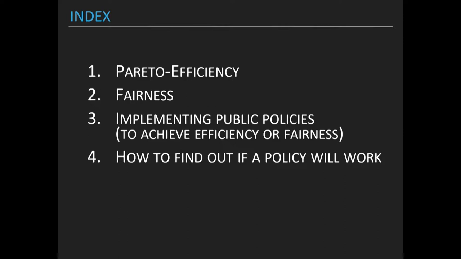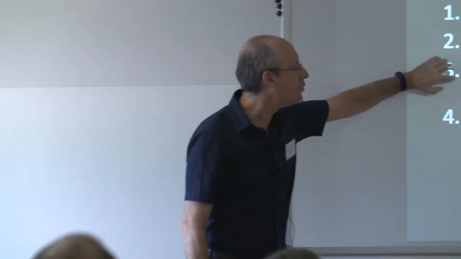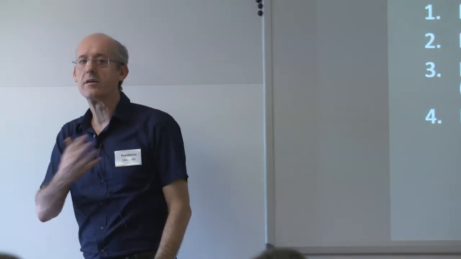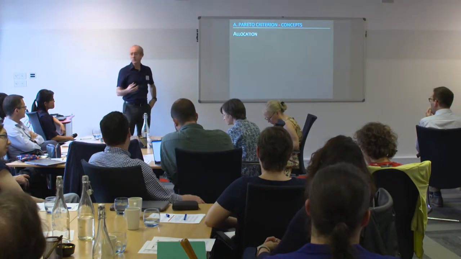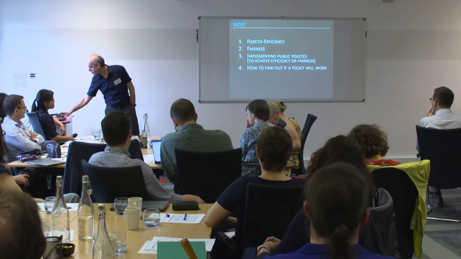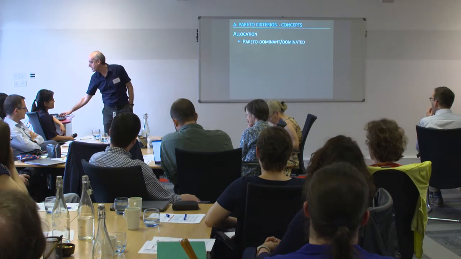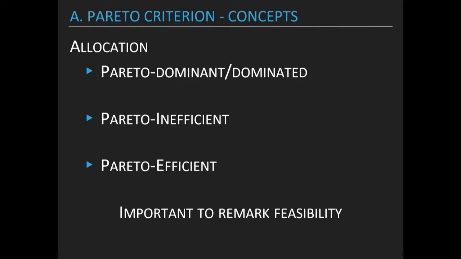Well, it's about how we can classify allocations or outcomes in terms of efficiency and in terms of fairness. And because this is a book directed to policy implementation, it's about how to implement policies to achieve these goals and how to find out whether these policies will work or not. Okay, so we enter into each one of these four topics. The first one could be the definition of what is an outcome, what is an allocation, and the concept of Pareto efficiency.